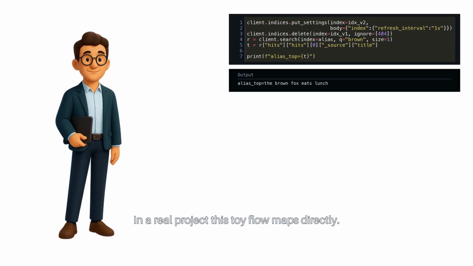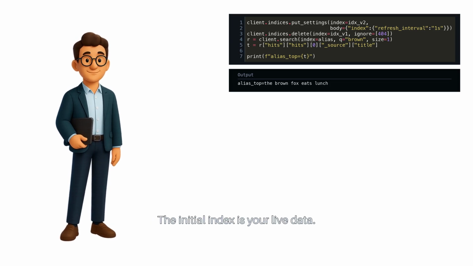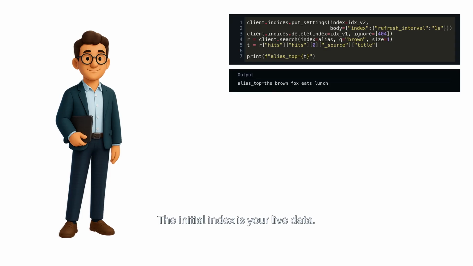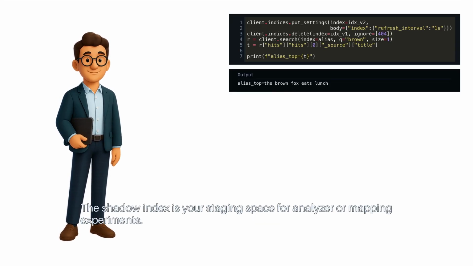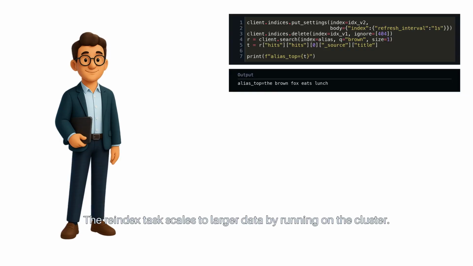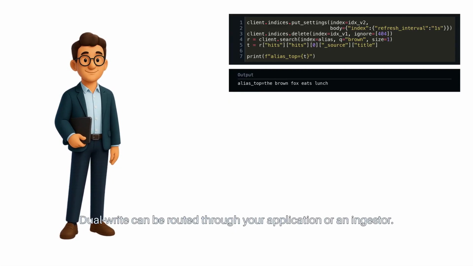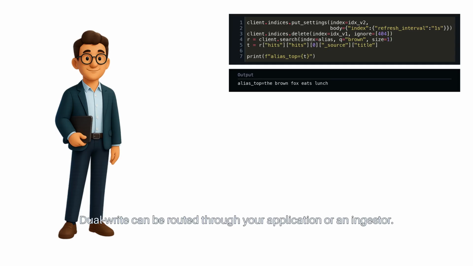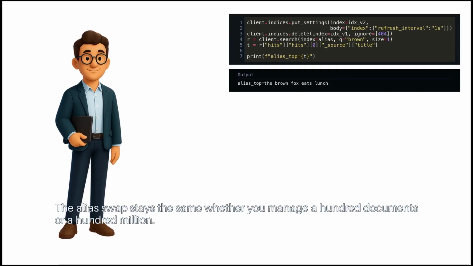In a real project, this toy flow maps directly. The initial index is your live data. The shadow index is your staging space for analyzer or mapping experiments. The reindex task scales to larger data by running on the cluster. Dual write can be routed through your application or an ingester. The alias swap stays the same, whether you manage 100 documents or 100 million.